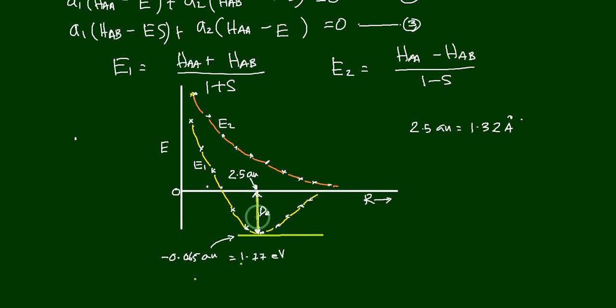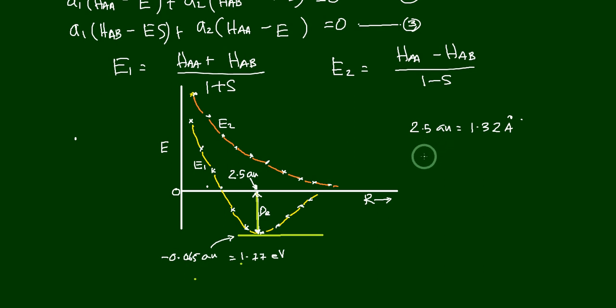So this is the equilibrium internuclear distance, 2.5 atomic units, which is equal to 1.32 angstrom from our quantum mechanical treatment. That is not the real value, but we are doing a calculation based on a certain trial wave function. So we have obtained a certain value, and the value depends upon the trial wave function that we are using.